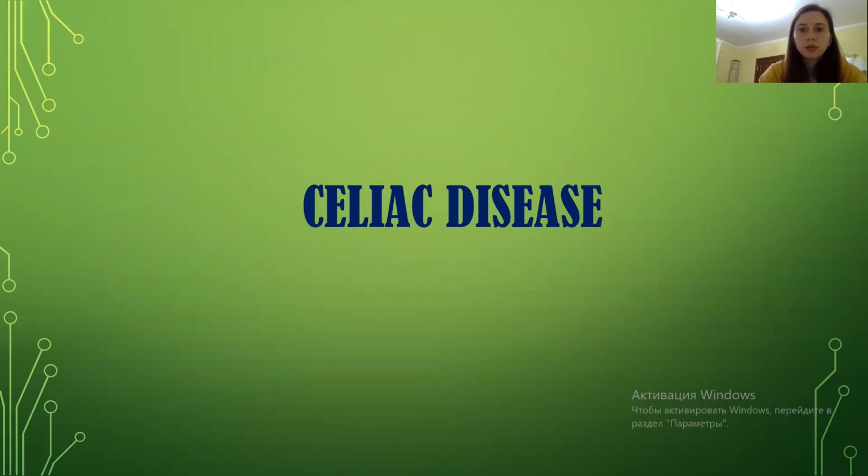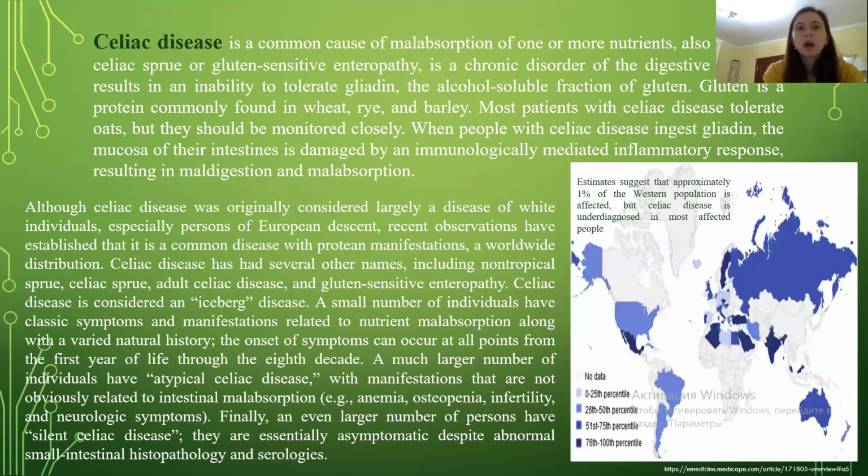So, details about celiac disease. Celiac disease is a common cause of malabsorption of one or more nutrients. Also known as celiac sprue or gluten-sensitive enteropathy, it is a chronic disorder of the digestive tract. The result is inability to tolerate gliadin, the alcohol-soluble fraction of gluten. Gluten is a protein commonly found in wheat, rye, and barley.